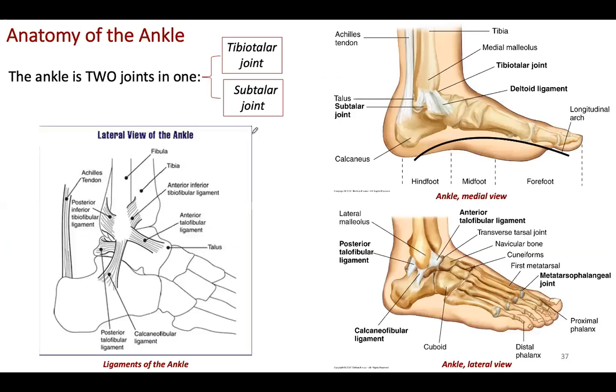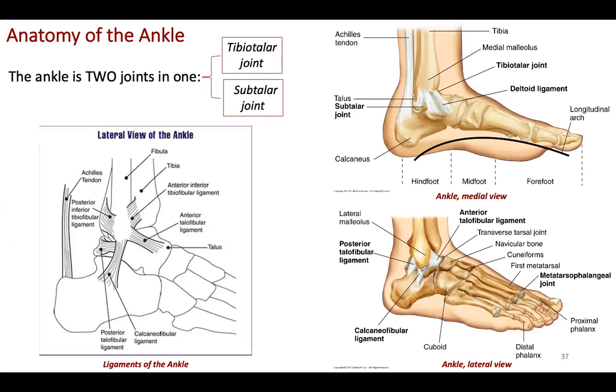Now let's conclude this lecture with a discussion of ankles and feet. Again, the bones involved. There is a joint between the tibia and the talus. The talus is one of the bones of the foot. So we call it the tibiotalar joint. And there is a subtalar joint, a joint next to that.